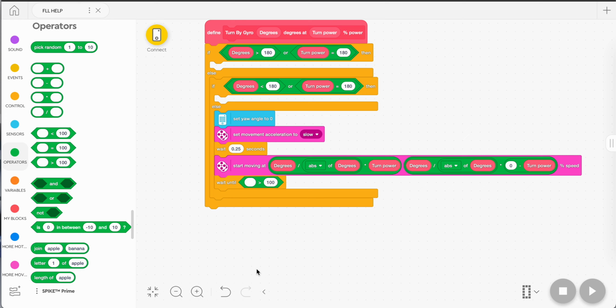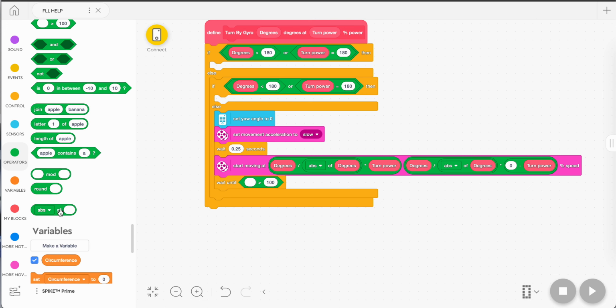Okay. Then you want to grab two absolutes and place them there and there. So just keep it absolute.